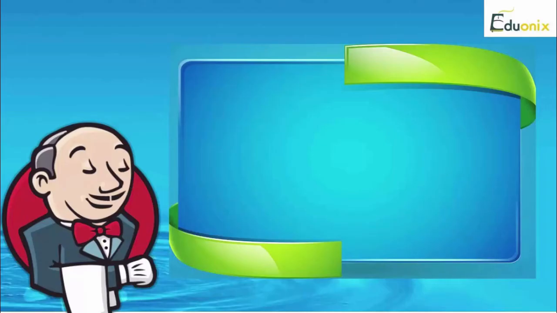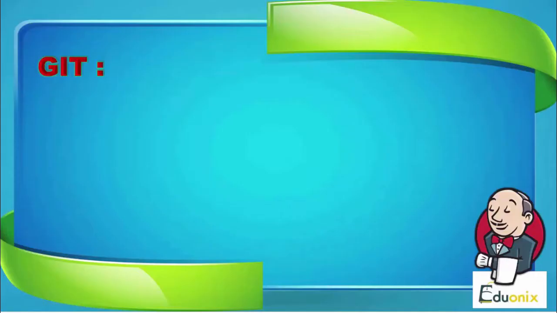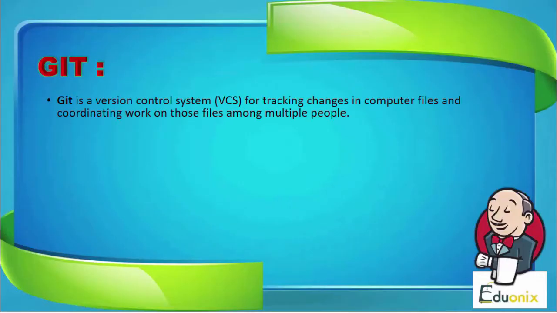So in this video, we are going to learn how to integrate your Jenkins with Git. Before we start ahead, for integration of Jenkins with Git, first we should know what Git is. Git helps you modify, make changes and track the changes you have saved into your computer. Git is also called a version control system, used for tracking changes in your computer files and coordinating work on those files among multiple people.